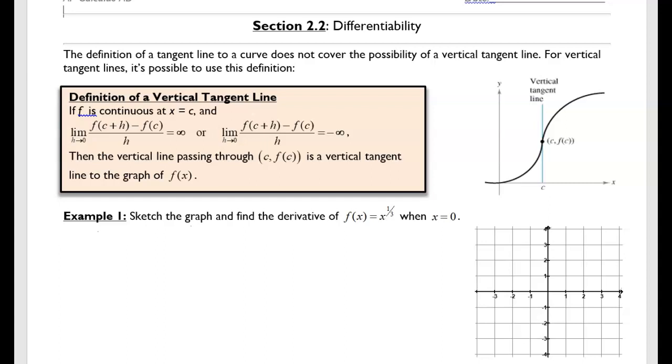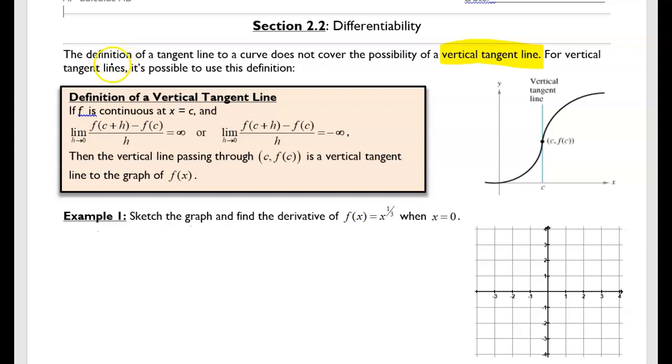In section 2.2, we'll be talking about differentiability. So in section 2.1, we defined what a tangent line was, and so it shared the slope with a curve and shared a point. When we talked about that though, we did not cover the possibility of a vertical tangent line. Remember that vertical lines have a slope that is undefined, so we can't just say that the tangent line is undefined there. We want a more specific definition.